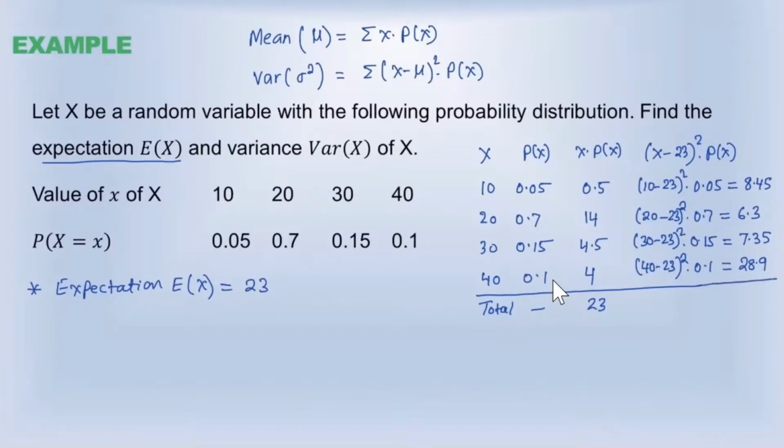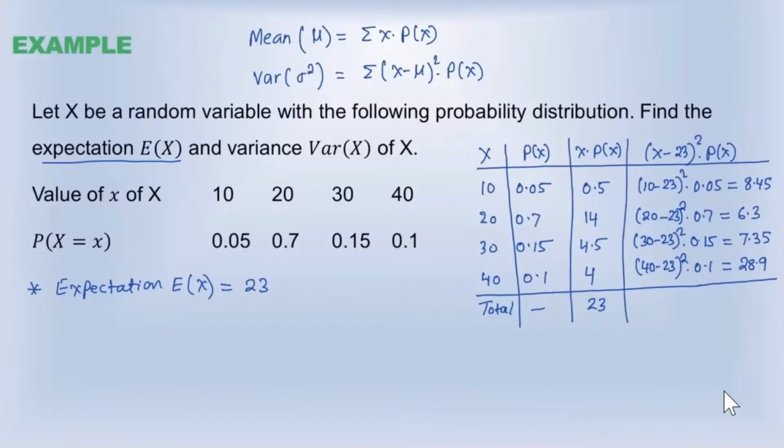Okay, that is the value for (x minus mean) squared times P(x). Now, if you look at the formula, go back and check it. It is the sum of all these. So please add these numbers: 8.45 plus 6.3 plus 7.35 plus 28.9. Add those in your calculator and give me the sum. I just need the sum. Good. Okay, the sum is 51.